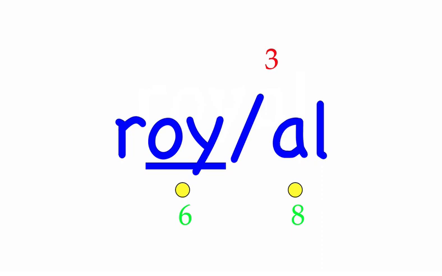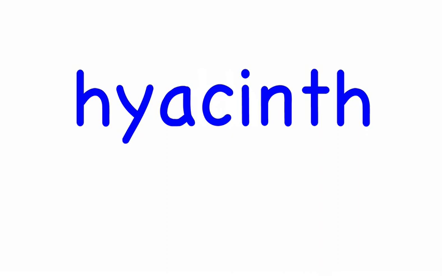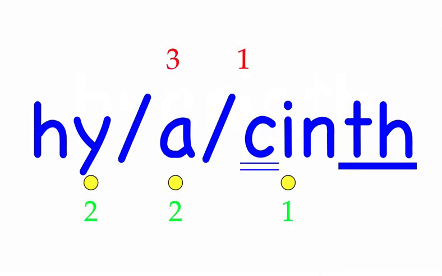Hyacinth. The hyacinth is a beautiful flower. Hyacinth. Hy has two sounds, h, i. A, one sound. Synth, four sounds, s, i, n, th. Hyacinth. Mark the word. Hyacinth.